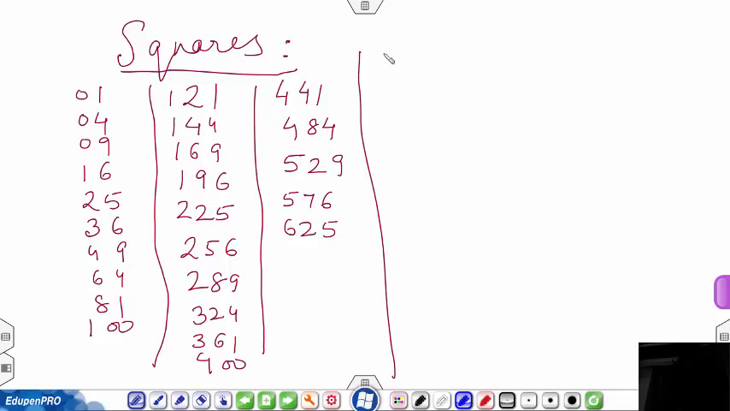First interesting point. One hint from my side will be: whatever is the last two digits of these squares will always be the last two digits of any square in maths. I repeat, whatever is the last two digits of these 25 squares will always be the last two digits of any square in maths.